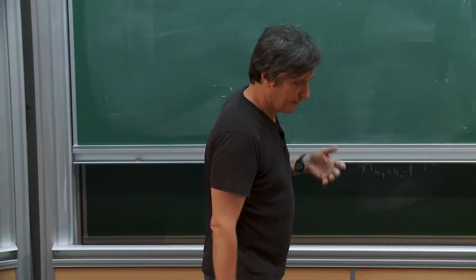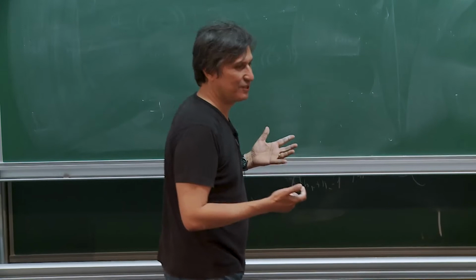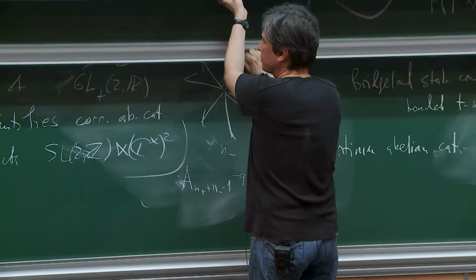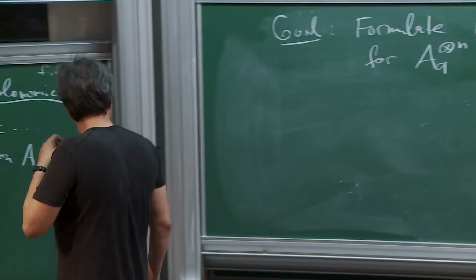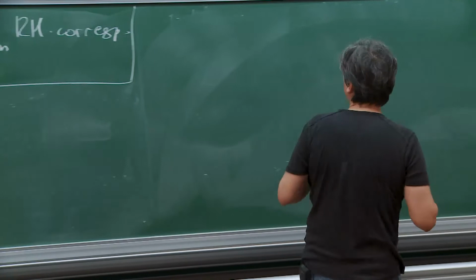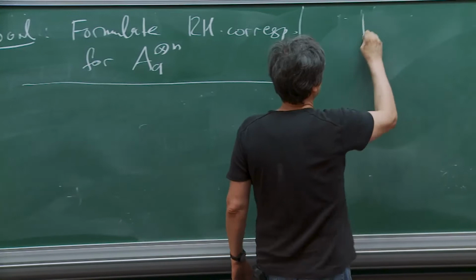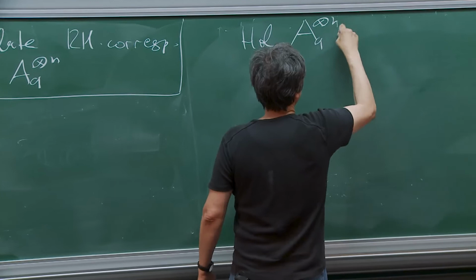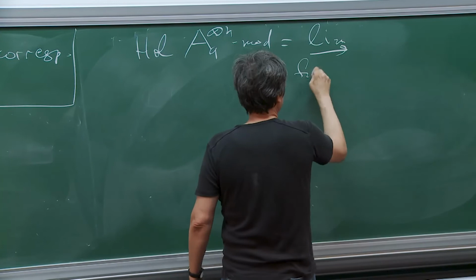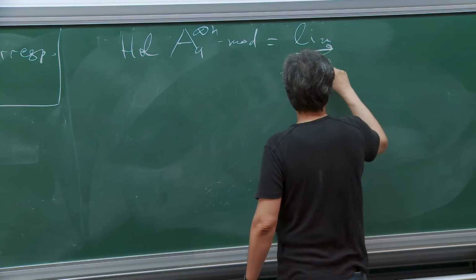And you'll see it's something much, much simpler than usual differential equations, where you get, again, Stokes phenomena in high dimensions. Here's the story, as follows. First of all, when we consider holonomic A_q to the n modules, it is an inductive limit of certain subcategories, with fully faithful embeddings of smaller categories.